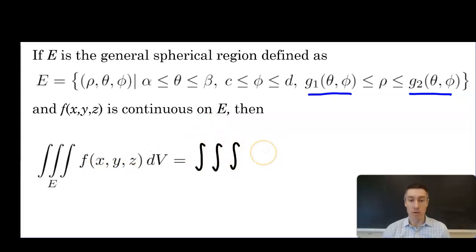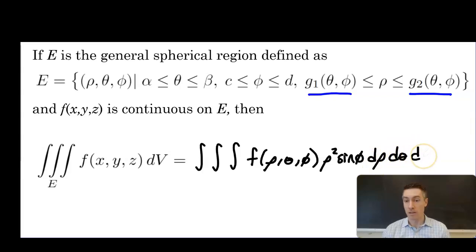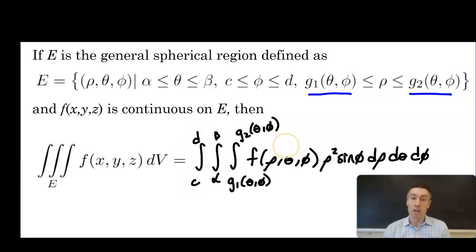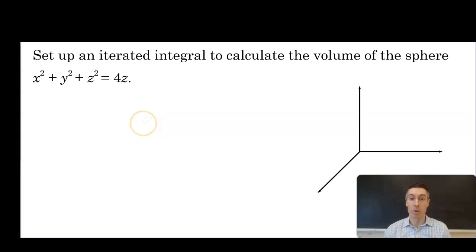Then we're going to rewrite this. Instead of doing the whole conversion, we're just going to say f of rho theta phi, basically go to spherical, rho squared sine phi, d rho d theta d phi. And now our inner bound of integration, g1 of theta phi, to g2 of theta phi, and then theta goes alpha to beta, phi goes C to D. Really, all that changes is we're no longer going to be able to separate the triple integral because we have a function of theta and phi as our inner bounds. So let's look at an example that would incorporate this idea.